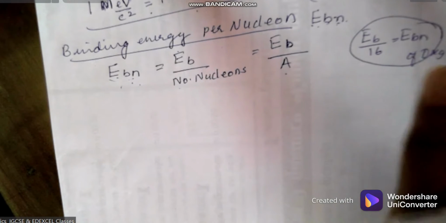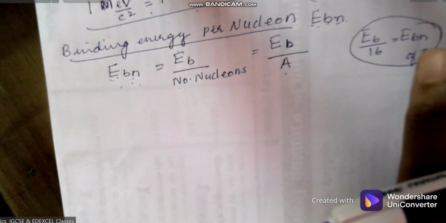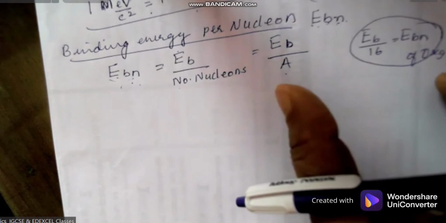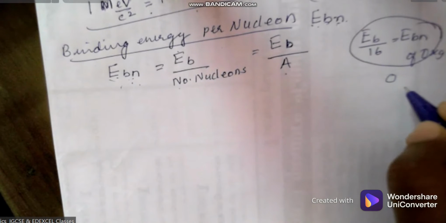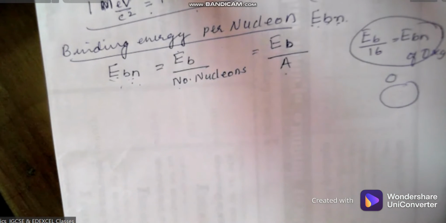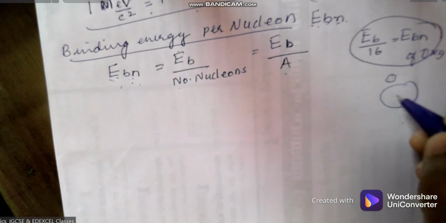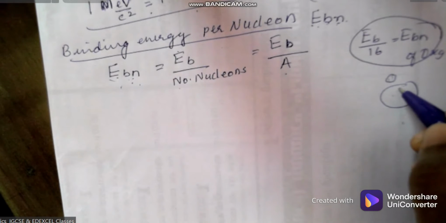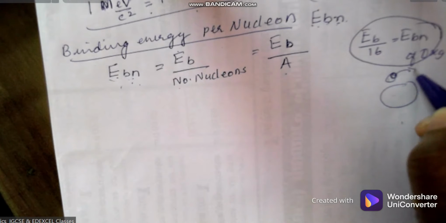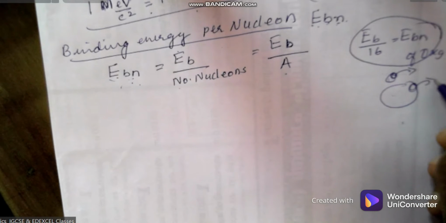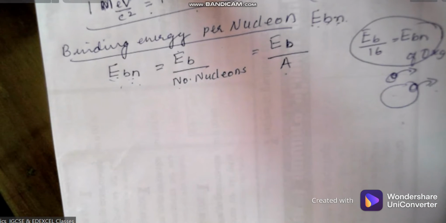That is more significant than the binding energy, because a smaller element will have its own binding energy, and a larger element will have its own binding energy. So you cannot compare the binding energies. But if you compare the energy needed to remove one nucleon from this and one from this, that would be a better comparison. That is why we use binding energy per nucleon.